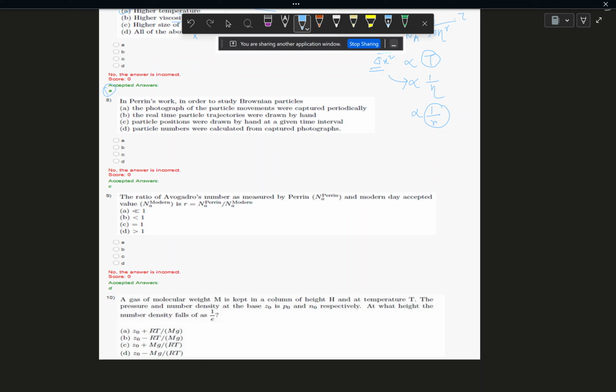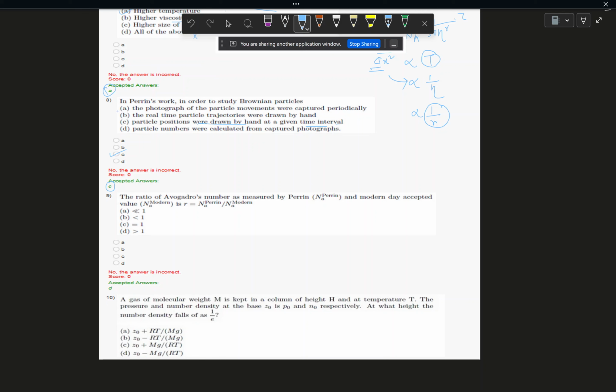Now the third option is our correct option in this case, and I'll tell you why. It says that the particle positions are drawn manually by hand at a given time interval, meaning after a certain time interval of 30 seconds or 50 seconds, whatever, the position of the particle at that moment was drawn manually by hand and thus measured. And the last option is that the particle numbers are calculated from captured photographs.